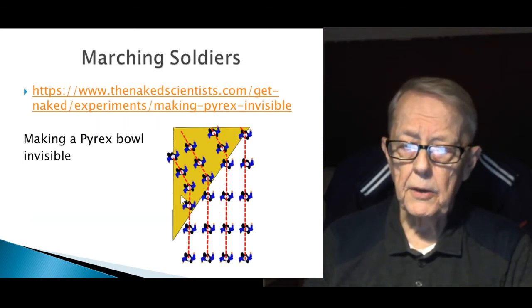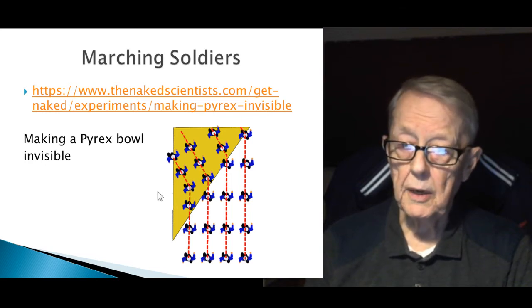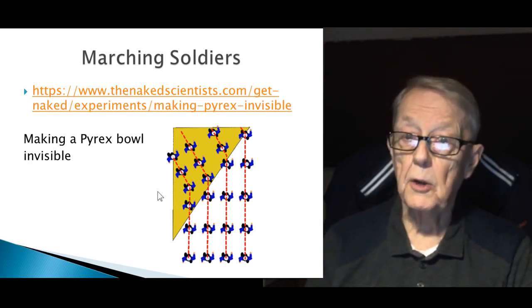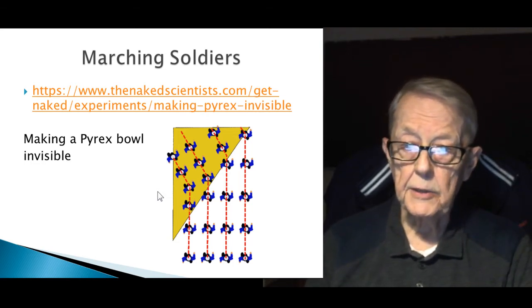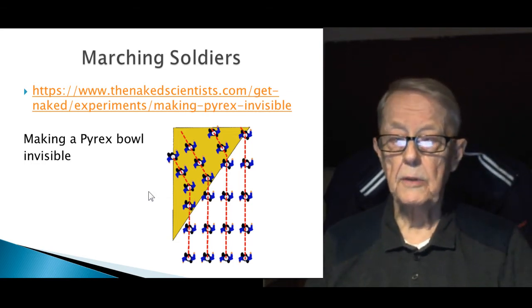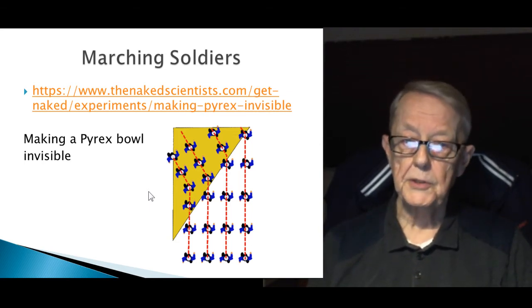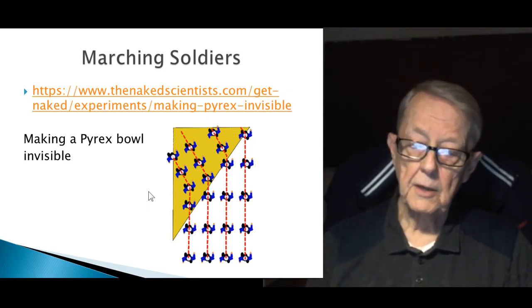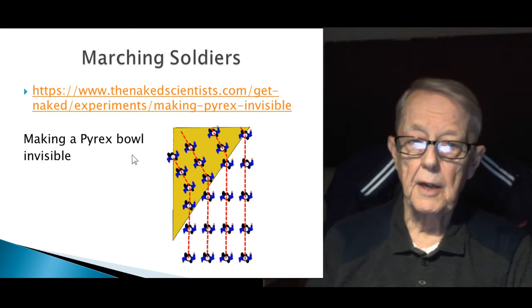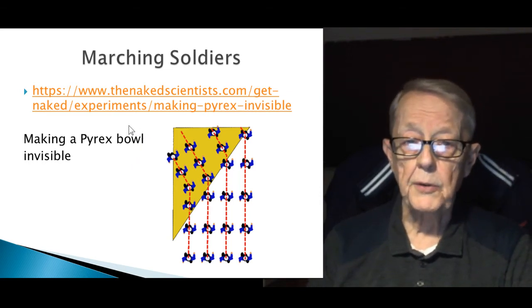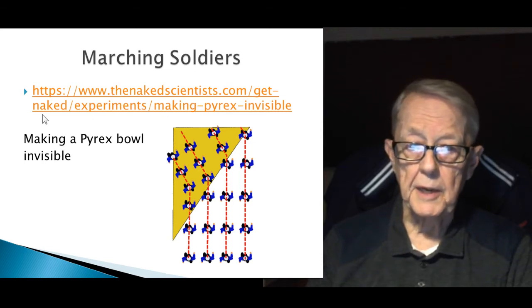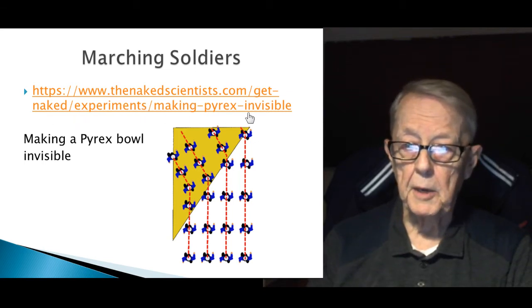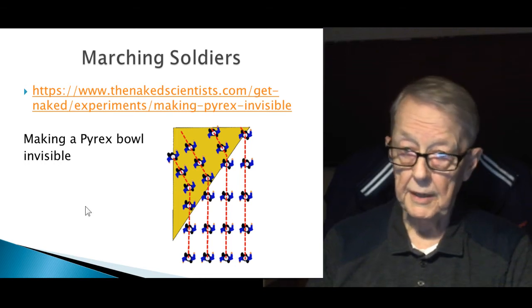So they use this slowdown to try to explain it. It's all about the slowdown of phase velocity. And so what they do is they use the idea of marching soldiers. Now, I got this picture. I kind of like the picture, but where I got it is rather unusual. The nakedscientist.com, Get Naked Experiments, Making Pyrex Invisible, was the link to where I got this picture.